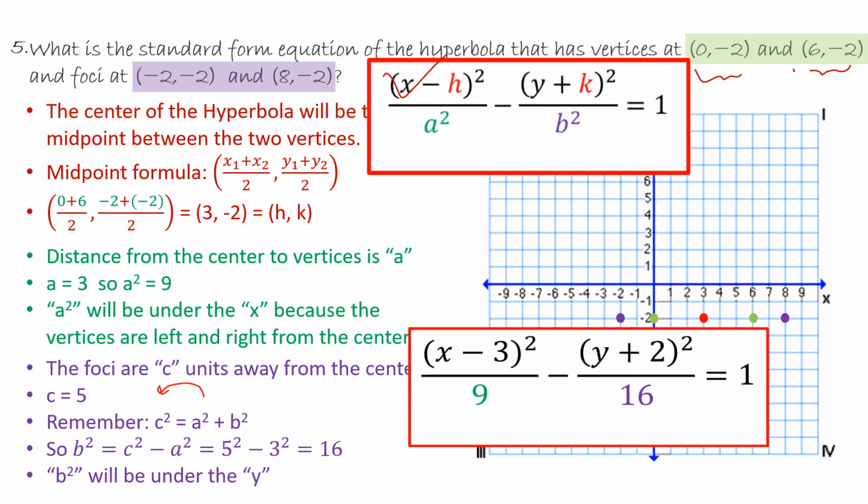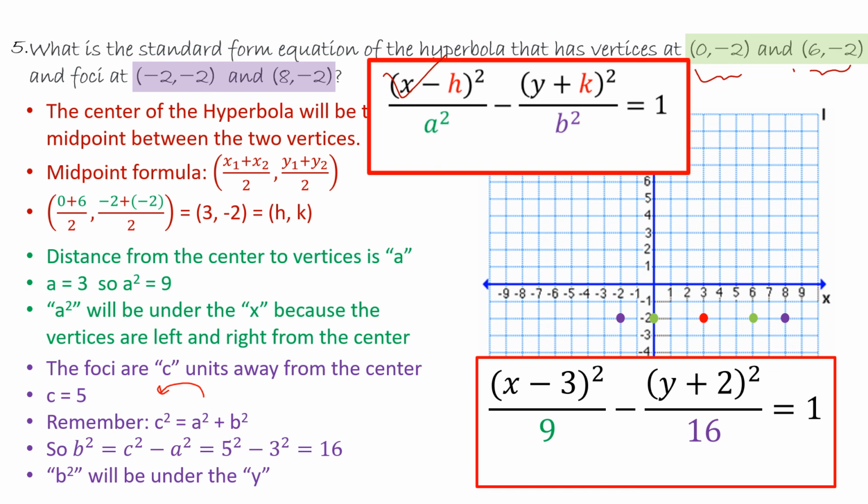So the equation is going to be (x minus 3) squared over 9 minus (y plus 2) squared over 16 is equal to 1. Remember, in a hyperbola, this is a minus. In the ellipse, this is a plus. And remember, in the standard form, this needs to be a 1.